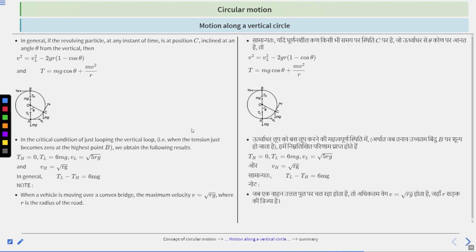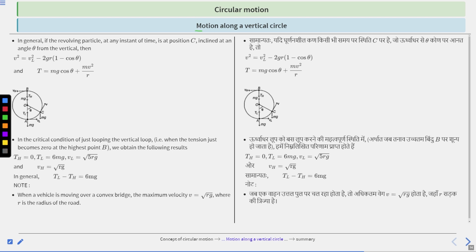Next is motion along a vertical circle. In general, if the revolving particle at any instant of time is at position C, inclined at an angle theta from the vertical, then v square equals VL square minus 2gR into (1 minus cos theta). So T equals mg cos theta plus mv square by r.